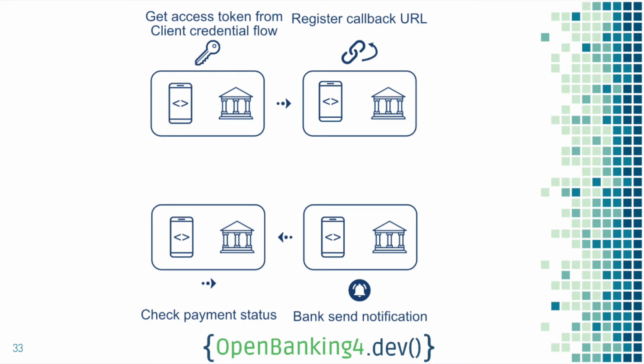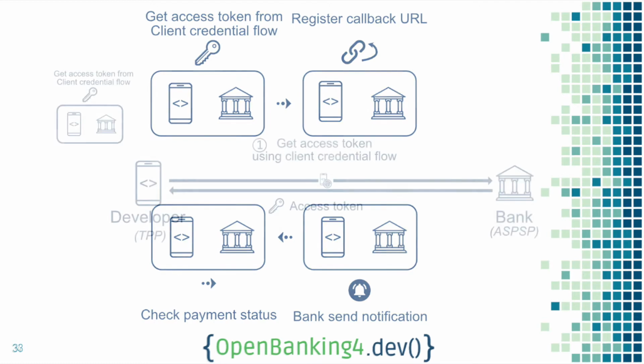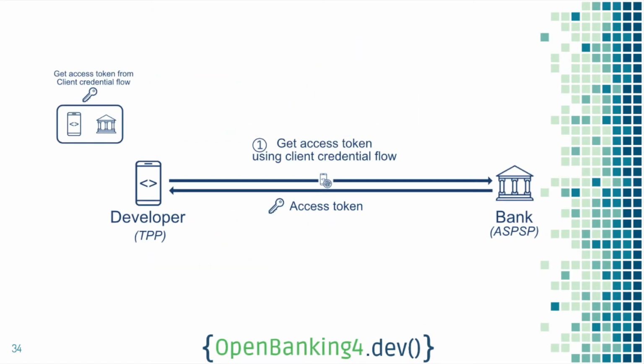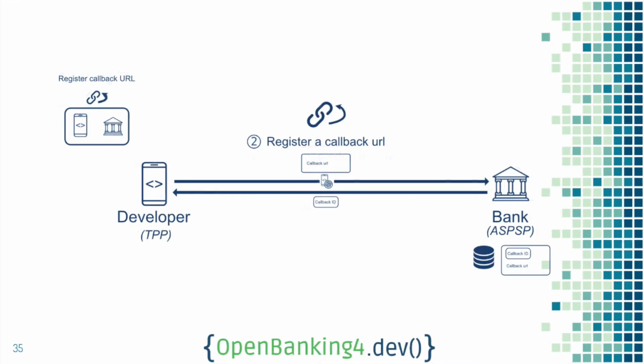There are two steps really. The first step is to register the callback, that we're going to show you later, and then it's a kind of notification method. You do a client credential flow, but instead of creating a consent, you directly register a callback. This callback is where the bank is going to send a notification. So you register your callback and you get a callback ID, just in case you want to edit it, delete it, that kind of thing.